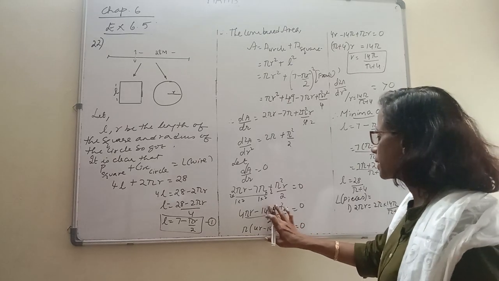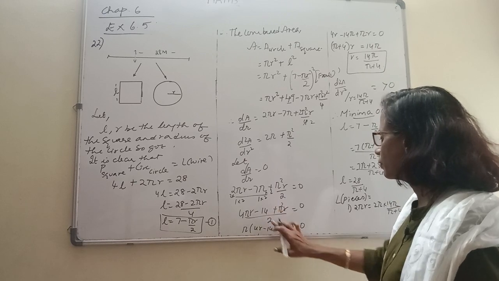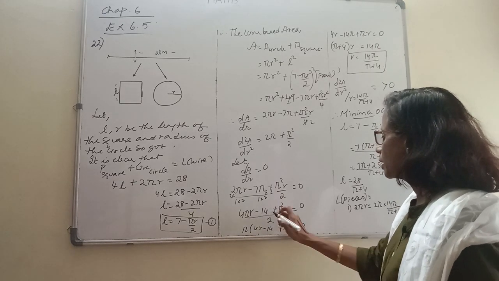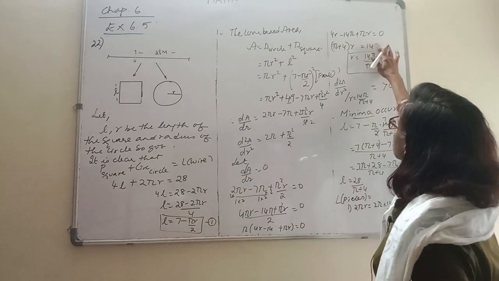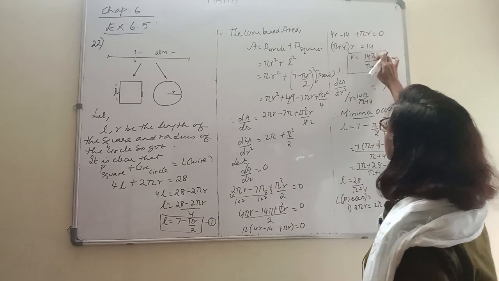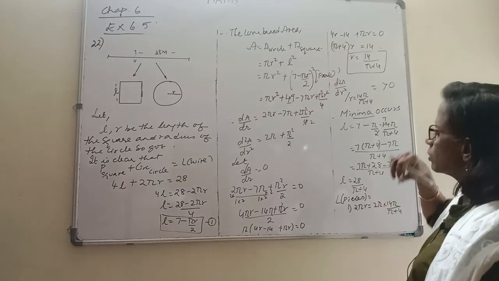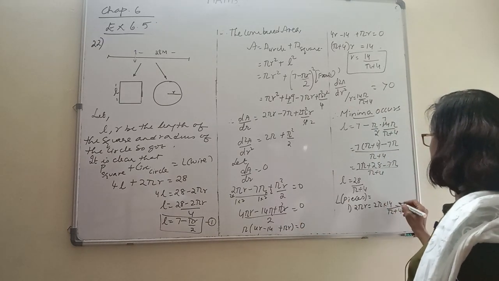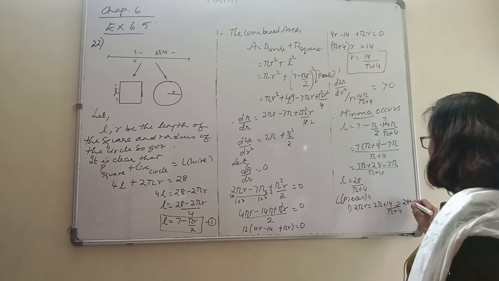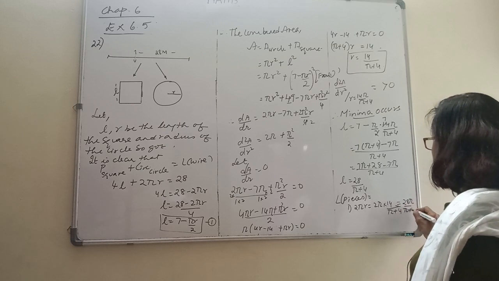Wait, because this pi, we have taken it common. We have taken the pi common over here. So it's just 14, that's not another pi, because the pi is already common and has gone out. Alright, so that's going to be 28 pi over pi plus 4 meters.